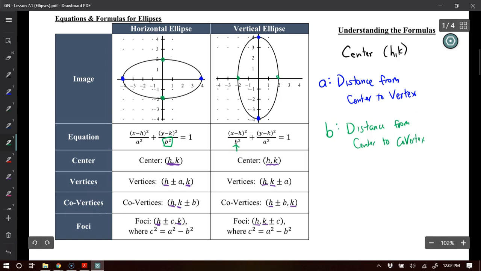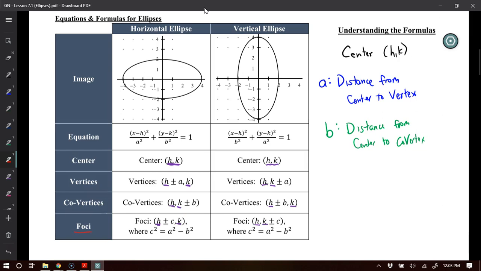So when you're looking at an equation and you want to know, well, is it vertical or horizontal? Because I need to know which one's A and which one's B. The largest denominator is going to be your A squared, because it's going to give you the furthest stretch. The smallest denominator is going to be your B squared, because it's going to give you the smallest stretch, the minor axis part. Well, that leaves me with this part down here, this foci part.